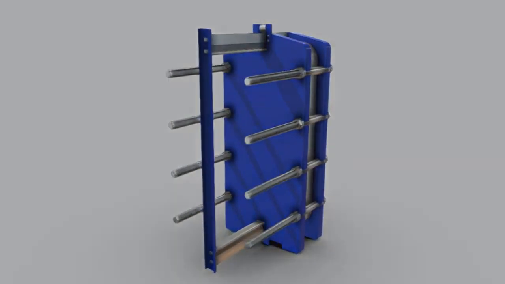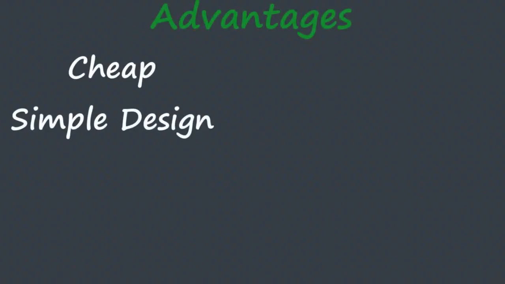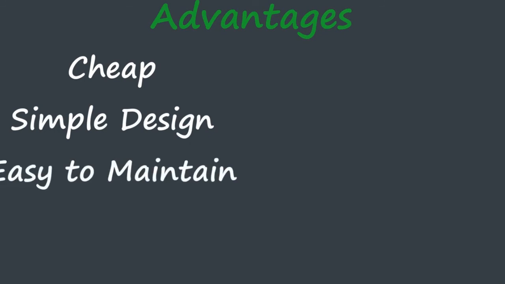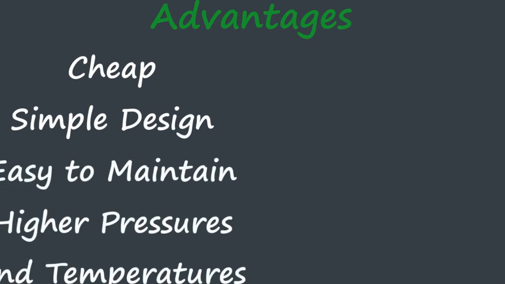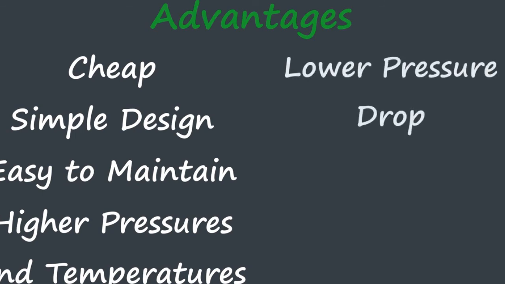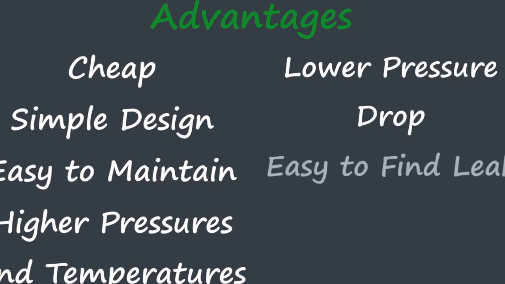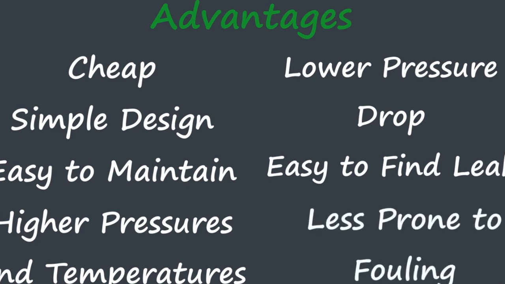Now, shell and tube heat exchangers are relatively cheap. They have a simple design and they're quite easy to maintain. They're also suitable for higher pressures and temperatures compared to plate heat exchangers. The pressure drop across a shell and tube heat exchanger is less than that of a plate heat exchanger. It's also easy to find and isolate leaks in the tubes compared to trying to find and isolate a leak in a plate heat exchanger. Shell and tube heat exchangers also don't foul as easily as plate heat exchangers because they don't have the very fine clearances that a plate heat exchanger has.